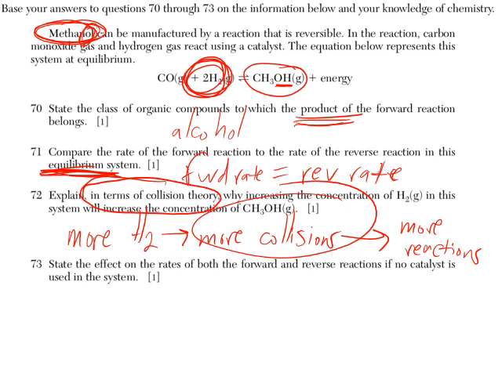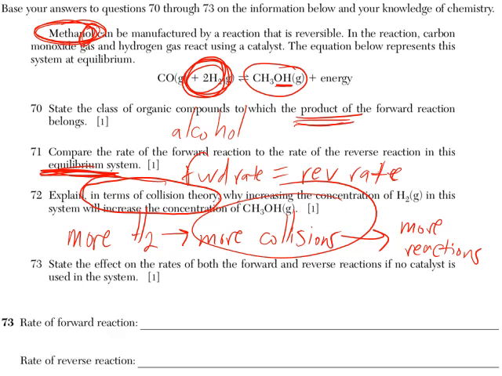73 says state the effect on the rates of both the forward and reverse reactions if no catalyst is used in the system. So if you remember, catalysts just speed the whole thing up. They give an easier pathway for a reaction to occur. They help with the energy. If no catalyst was used, the whole thing, as opposite of that, would just go slower. So for each one, rate of forward reaction and rate of reverse reaction, each one goes slower.